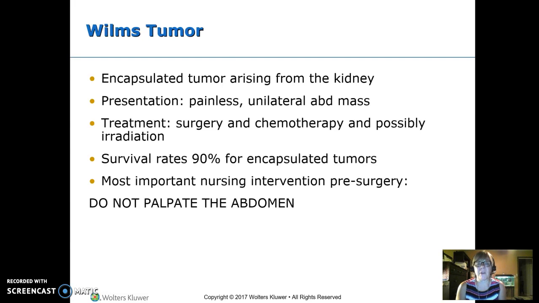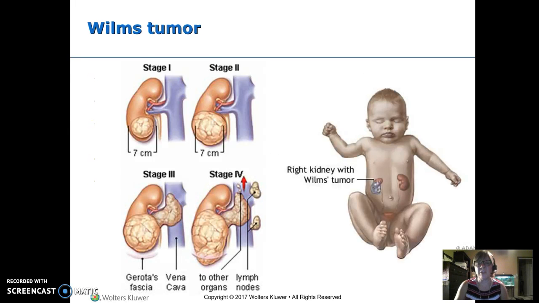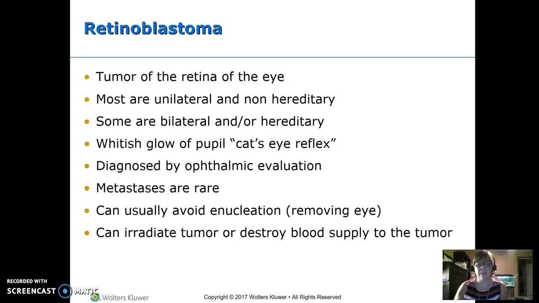Survival rates are very good as long as the tumor stays encapsulated. So the most important thing we can do is not break that capsule that's around the tumor, which means do not palpate the abdomen until they've done surgery and taken it out. And when they take it out, they take the kidney out with it. So that's how they stage it. And as long as it's encapsulated, outcomes are good.